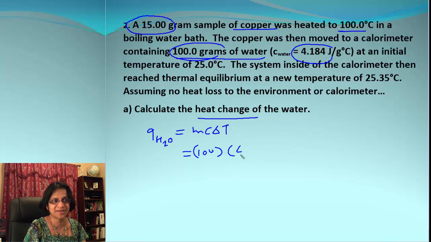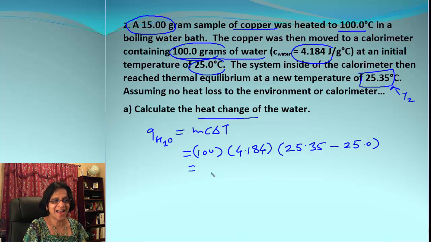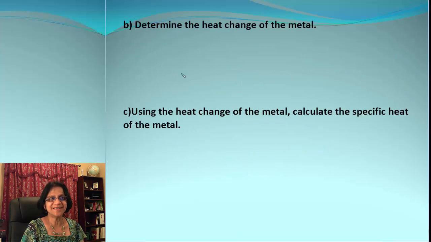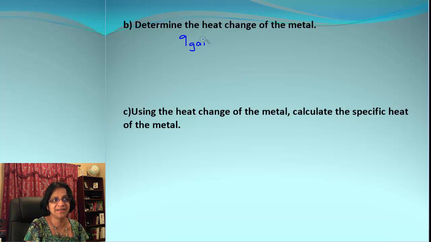What is the specific heat for water? That's 4.184. And delta T, the final temperature is 25.35, and the initial temperature is 25 degrees. And when we solve that, the answer is 146.44 joules.